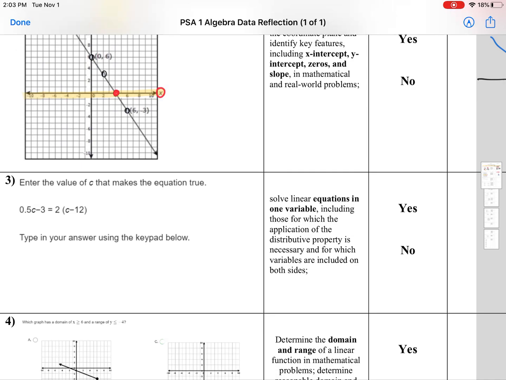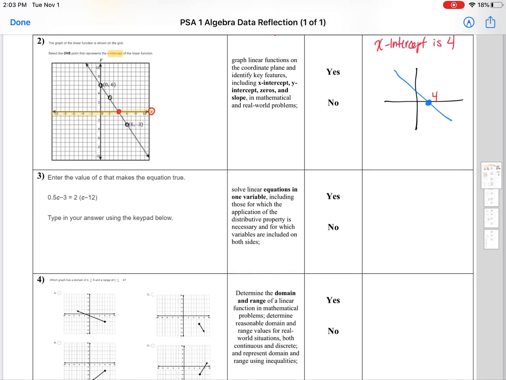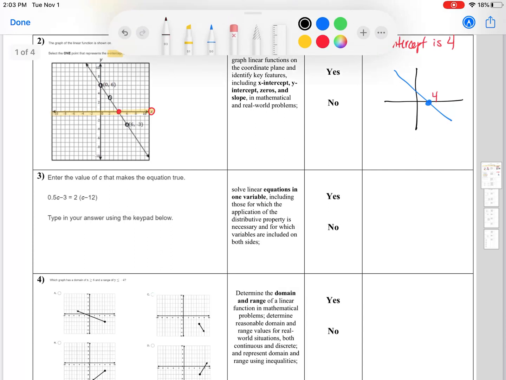Number 3 is a little bit more exciting. So in number 3, we are solving the equation 0.5c minus 3 equals 2 times (c minus 12). So what we have to do for this one is we're going to solve it by hand first to see that you know how to solve by hand.